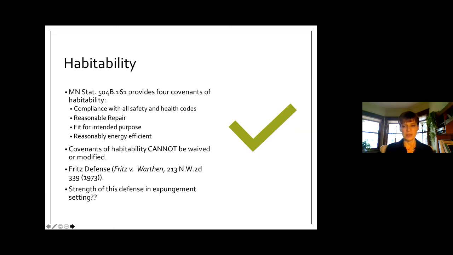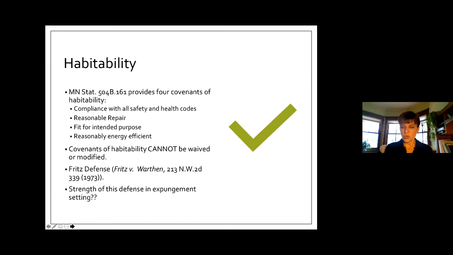Another time I think habitability claims are a good thing to bring up at the eviction expungement time is if for some reason the tenant didn't show up at their hearing. Maybe service wasn't good, maybe they had already left. But for whatever reason, the repair issues weren't raised.